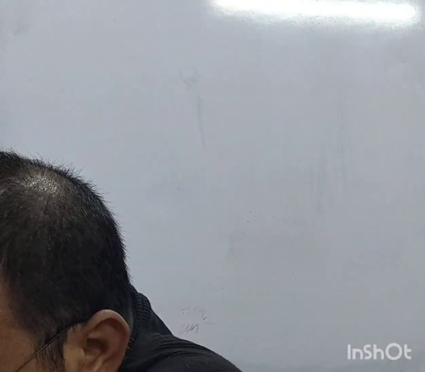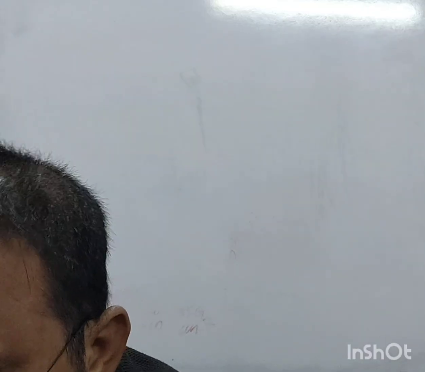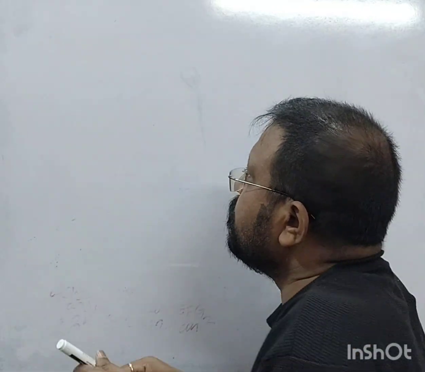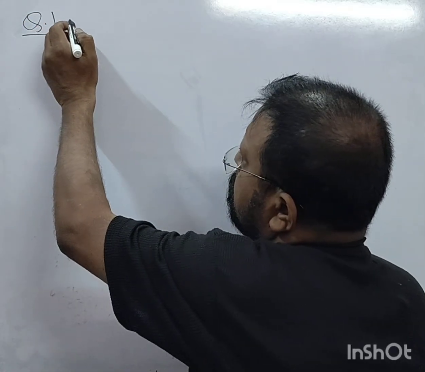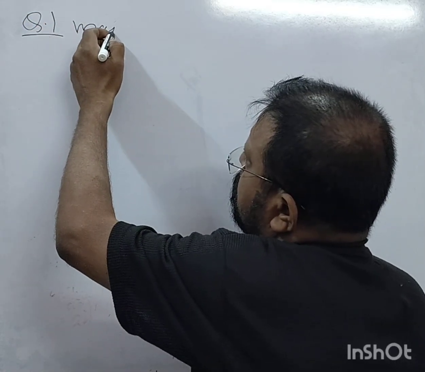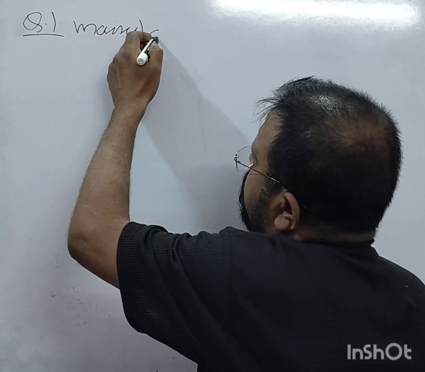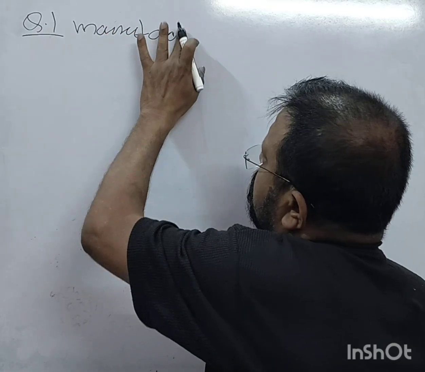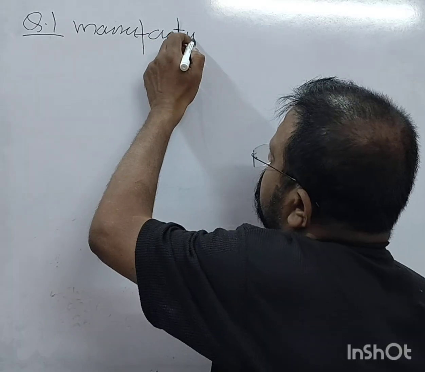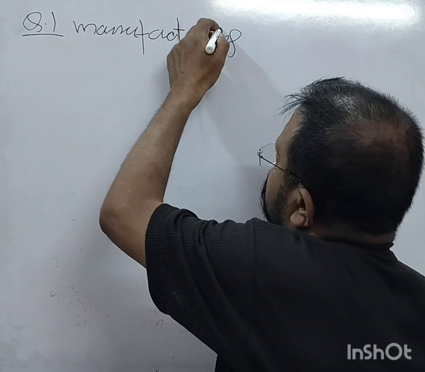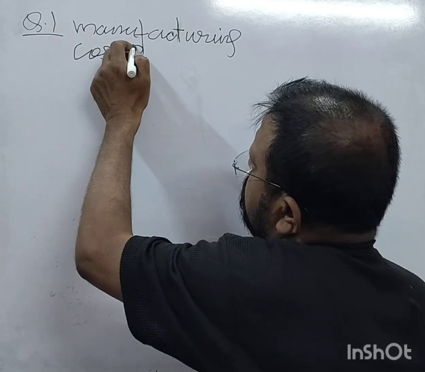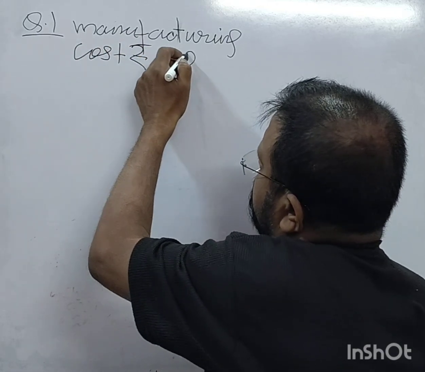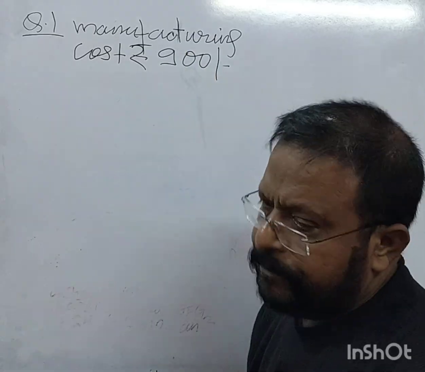क्वेश्चन ये है, द मैन्युफैक्चरिंग कॉस्ट ऑफ एन आइटम इज 900 रुपीज, राइट? सो क्वेश्चन नंबर 1, मैन्युफैक्चरिंग cost rupees 900. Okay, then what?